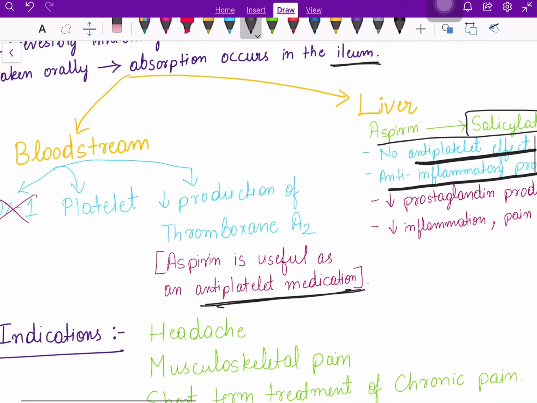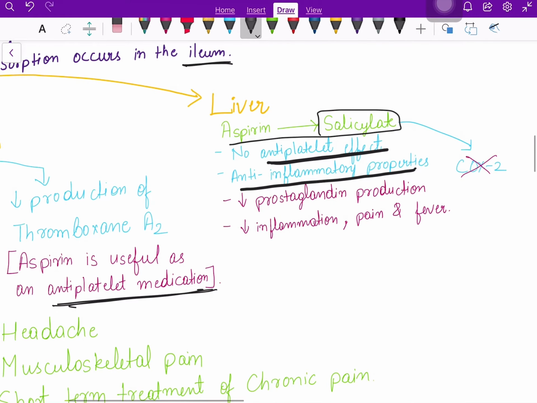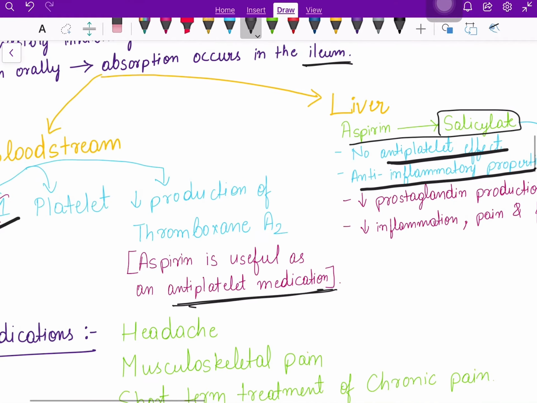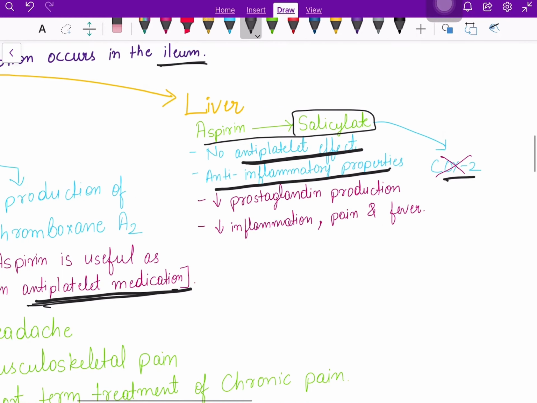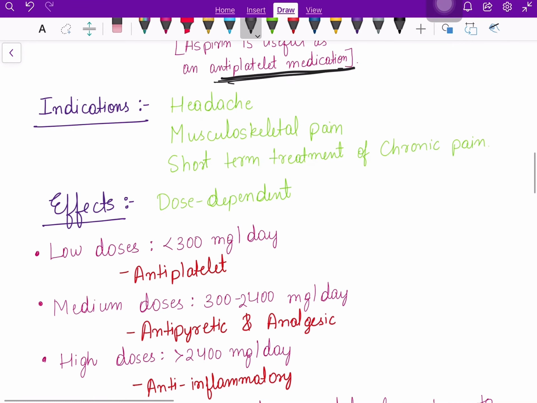So we saw the difference. When it is in the bloodstream, it inhibits COX-1. When it is in the liver, it inhibits COX-2. When it is in the bloodstream, it has antiplatelet effect. When it's in the liver, it has anti-inflammatory properties. Now, indication of aspirin: it can be used for headache, musculoskeletal pain and short-term treatment of chronic pain.